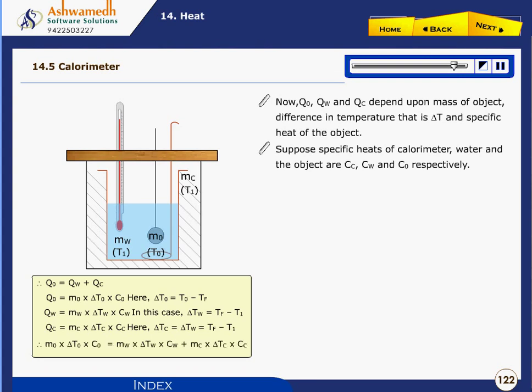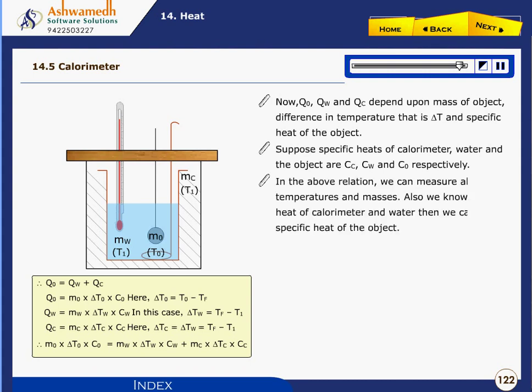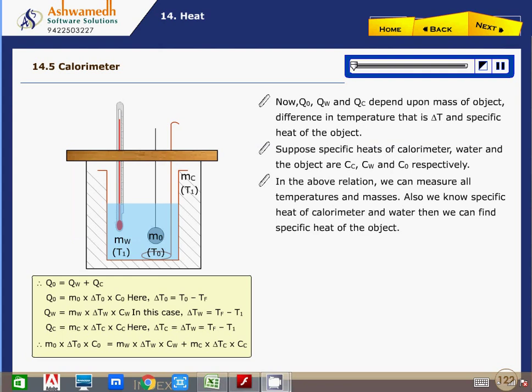Thus, m0 × ΔT0 × C0 = mw × ΔTw × Cw + mc × ΔTc × Cc. In the above relation, we can measure all temperatures and masses. Also, we know the specific heat of the calorimeter and water, and then we can find the specific heat of the object.